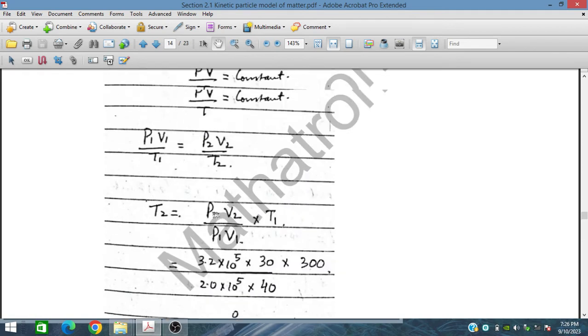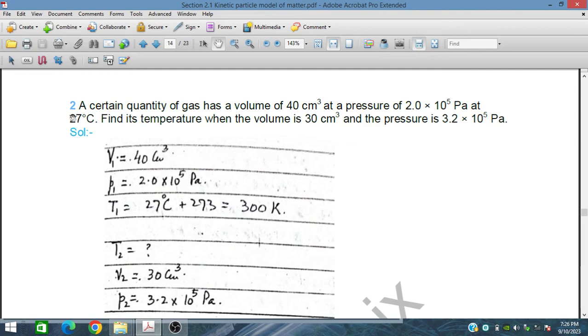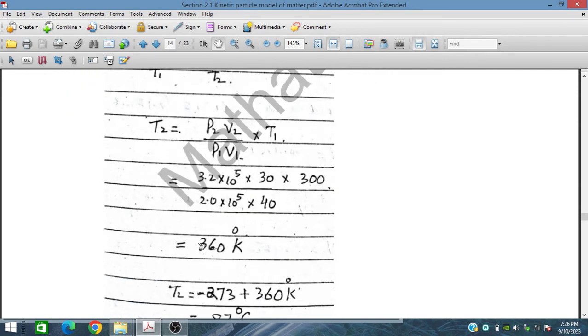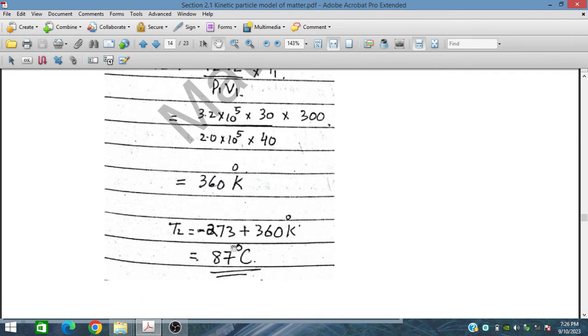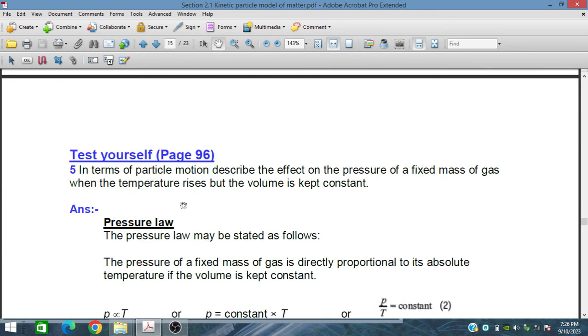If we want to find the value in terms of centigrade, because this is centigrade, we will simplify this in terms of Celsius, and this temperature is 87 Celsius. This is very important. And test yourself on page 96.